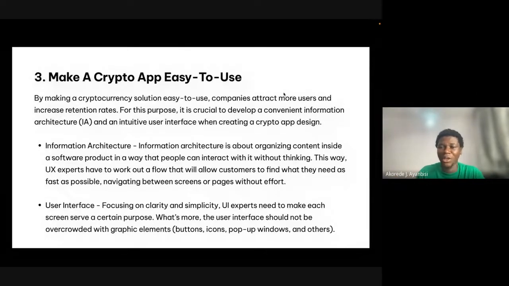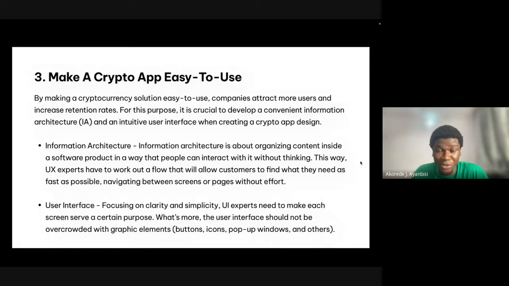Information architecture is about organizing content inside a software product in a way that people can interact with without thinking. You don't want to build a product where your user will start thinking about how to use it. That is failure on arrival, right? So you want to build a product where a user would use it seamlessly without even reaching the support team, right? This way, UX experts have to work out a flow that would allow customers to find what they need as fast as possible, like getting between screens or pages without effort.